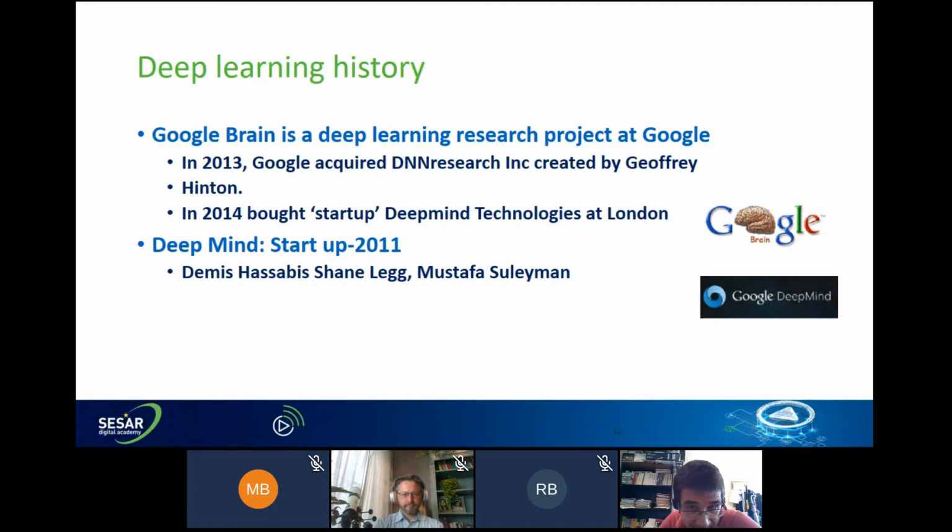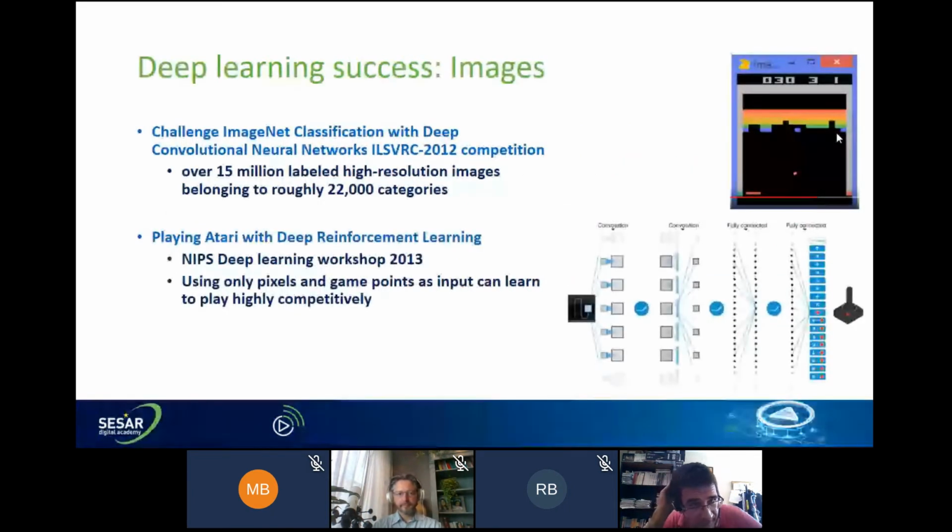Very fast after this purchase of these companies, we could say results appeared in the media, for instance, as in the next slide, please. They were able to beat all the image classification algorithms at that time, addressing the challenge of classifying huge image data sets. In the 2012 competition, this challenge involved over 15 million high-resolution images with more than 20,000 categories. They got the best result with a big margin.